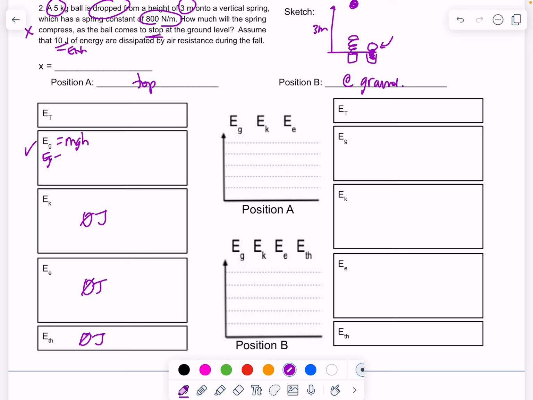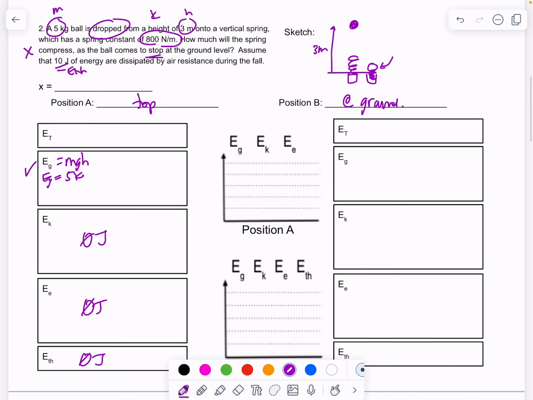So mgh. The mass of the ball is 5 kilograms, g is 10 meters per second squared, and the height is 3 meters. So that's going to be 150 joules. And since there's nothing else, I know the total has to be 150. Conservation of energy, this total has to be 150, that's a given.